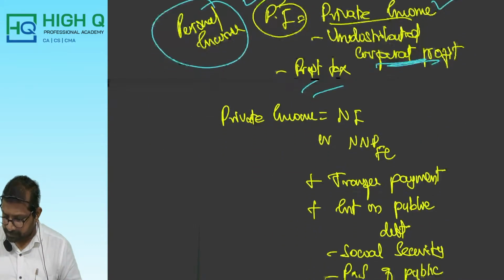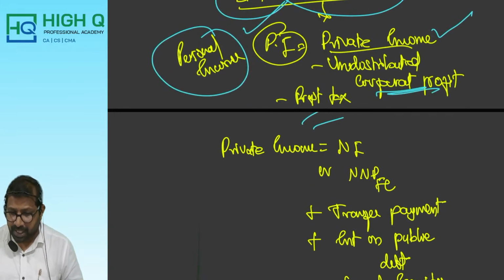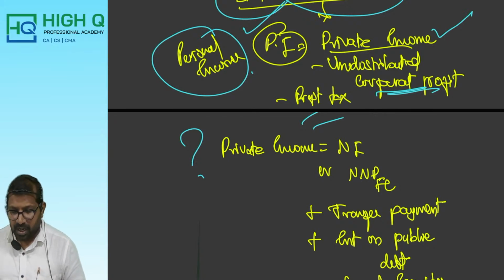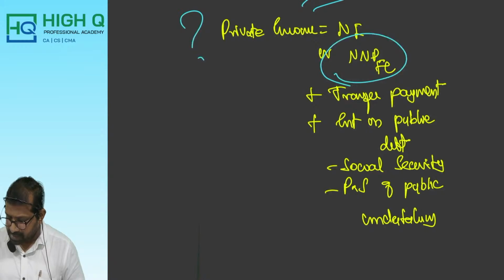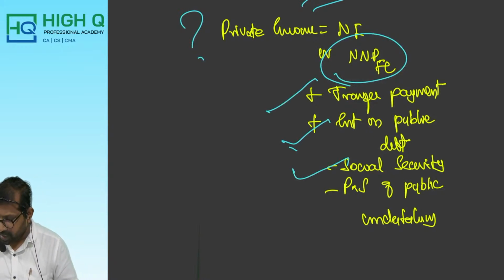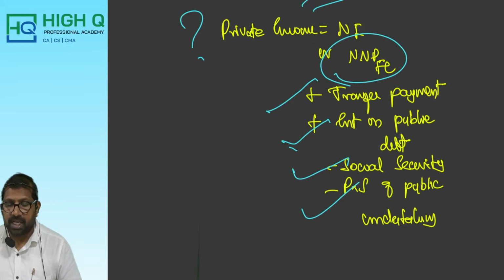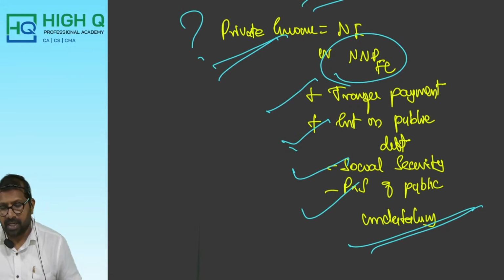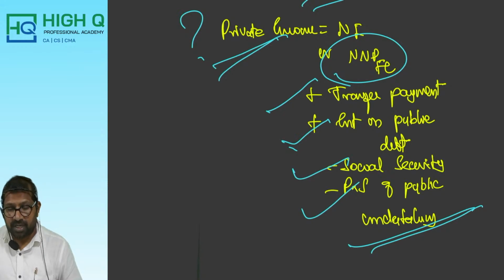Third point. Since I mentioned private income to calculate personal income, you may have a doubt: Sir, what is the meaning of private income? The national income or NNP at factor cost plus transfer payment, interest on public debt, minus social security as well as profit and surplus of public undertakings. If you deduct these, the balance is called private income. So what are the 3 major sources of income required while calculating national income? Private income, personal income as well as disposable income.